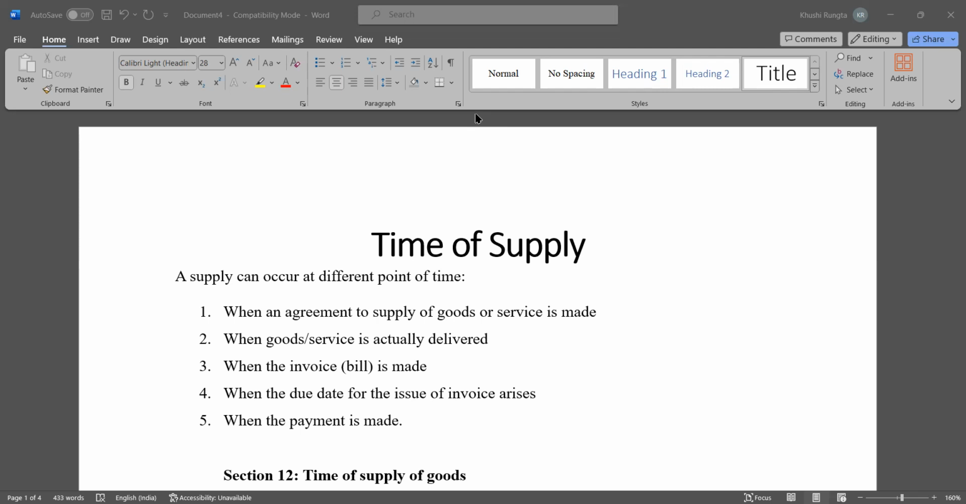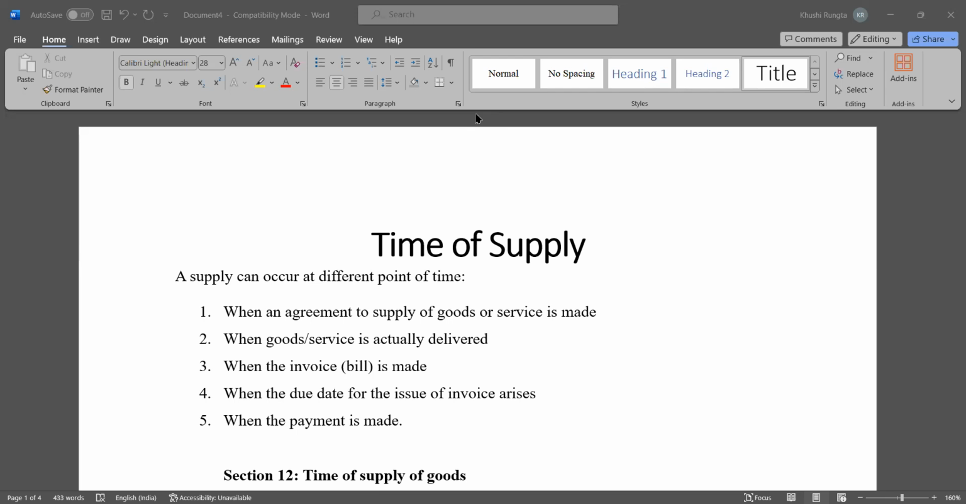This is the lecture on the time of supply. As we all know, GST is levied on supply. So when we know GST is levied on supply, it is very necessary to know how to determine the time of supply. If we don't know the time of supply, how will we know when to levy GST? Now, people might be thinking there are different points of time when we tell it is a supply.